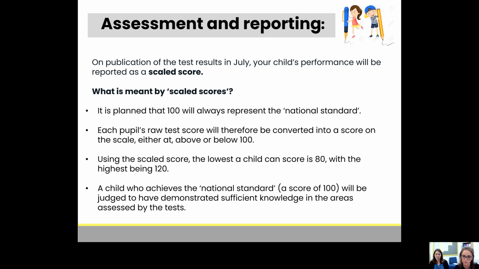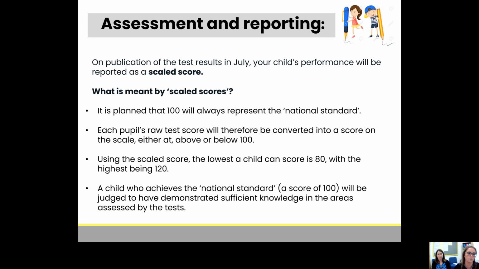Now, a scaled score of 100 nationally is representative of a child who is working at the expected level for the national curriculum requirements for Key Stage 2. Below that figure of 100 will mean that your child is currently working towards the expectation. And in previous years, it has been reported and used that a scaled score of between 110 and 120 represents a child who is working at that greater depth level that I've just been talking about.